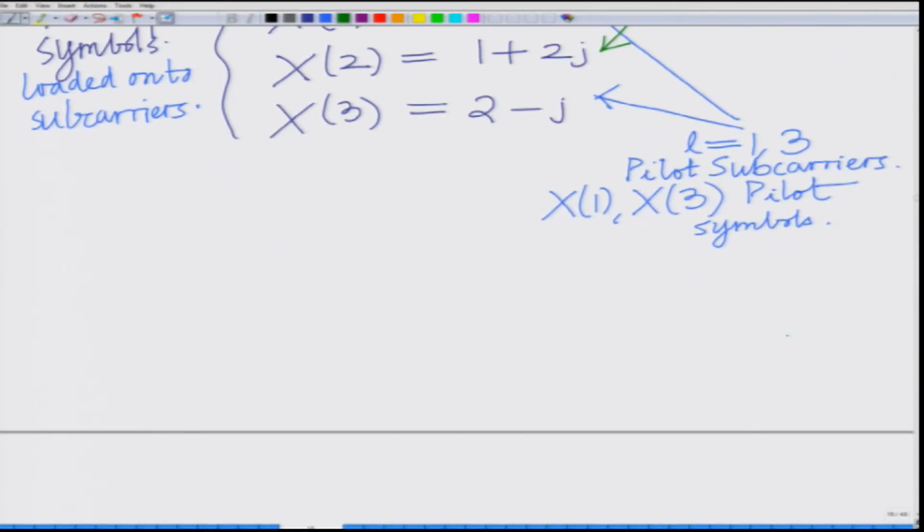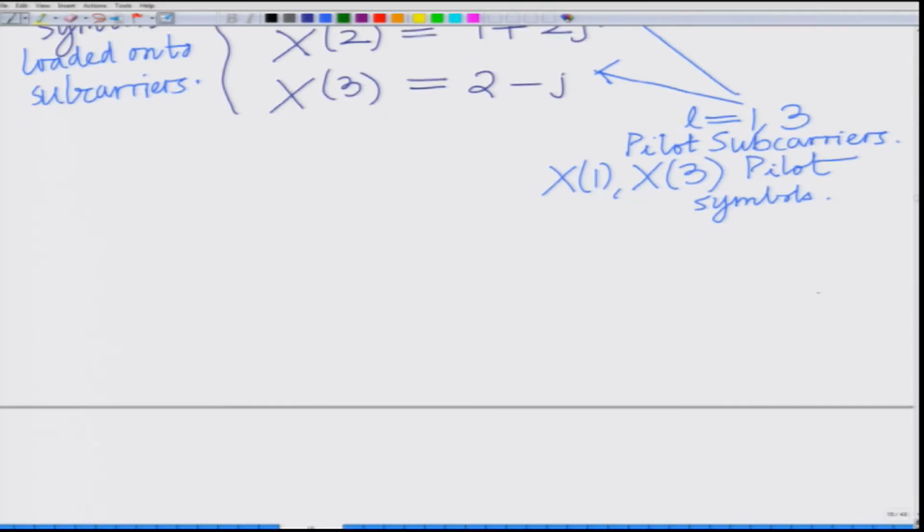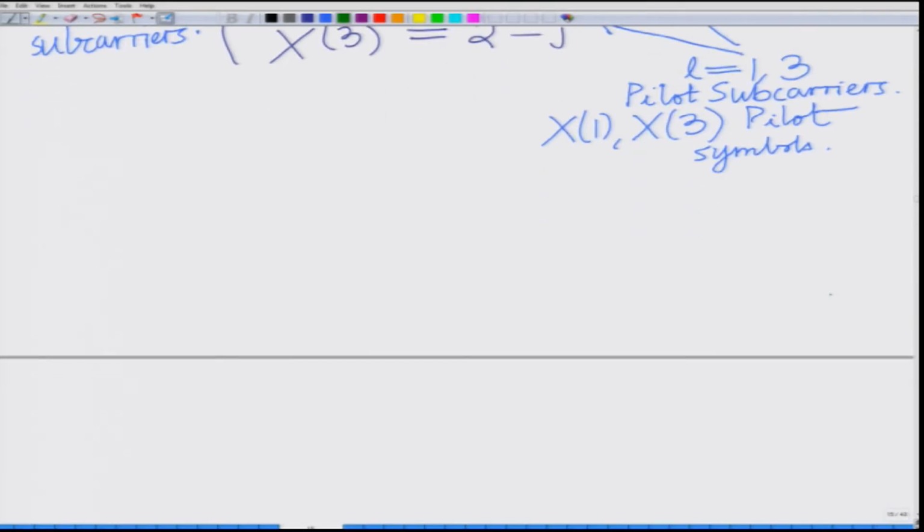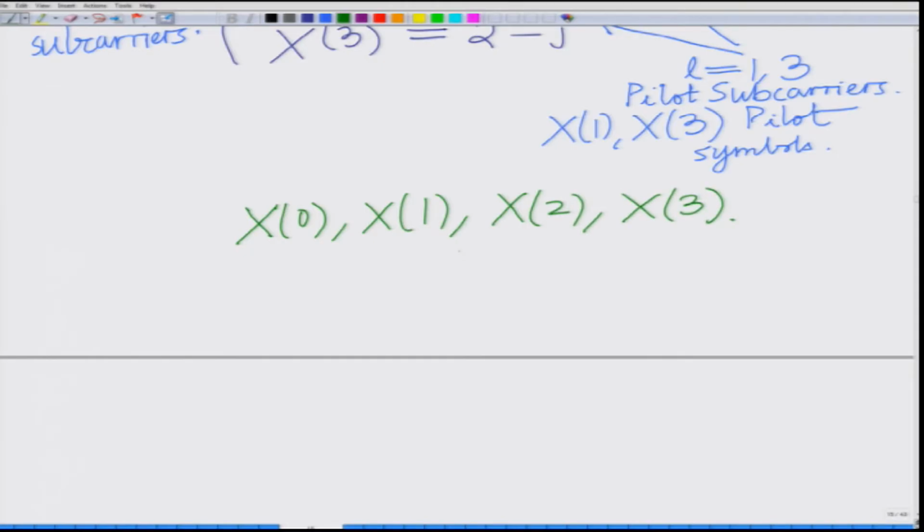Okay. So, now what we do is we have this comb type pilot arrangement, that is corresponding to the 4 symbols X0, X1, X2, X3. Now, what we are going to do is similar to what we have done before, these are the symbols loaded onto the subcarriers. So, we are going to take the N equal to 4 point IFFT, inverse fast Fourier transform, to generate the time domain samples, the small x0, small x1, small x2, small x3.